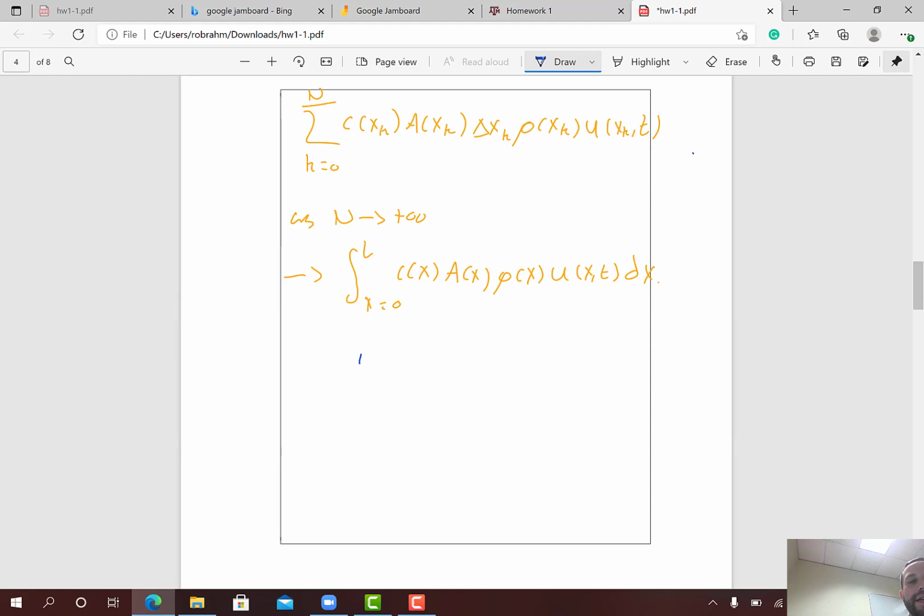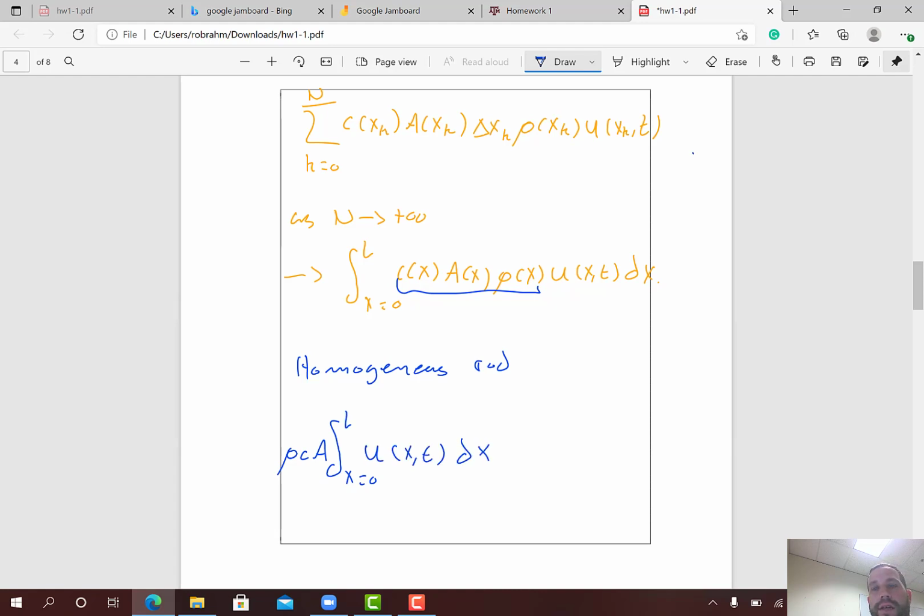And then if in addition we assume that we have constant thermal properties, or better yet, let me just say the rod is homogeneous. If you had a homogeneous rod, then these are all constants, and so this is going to be rho c A times the integral from x equals 0 to L of u of x, t dx.